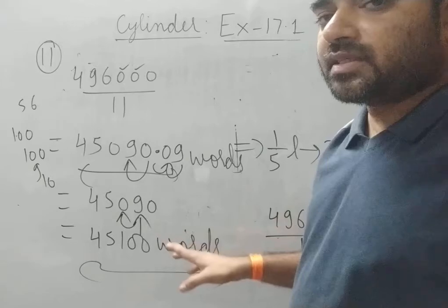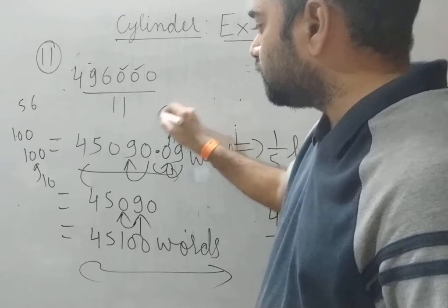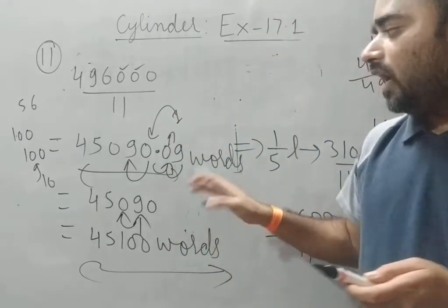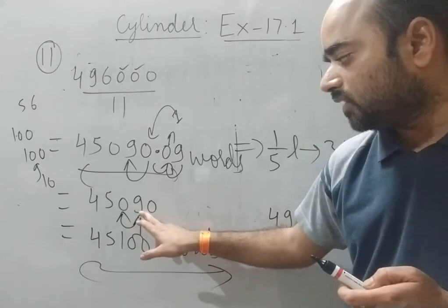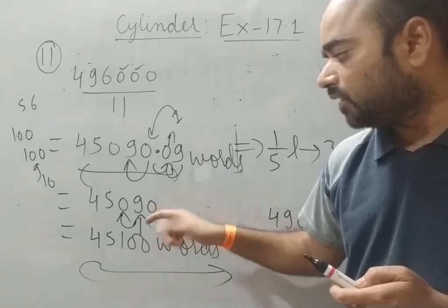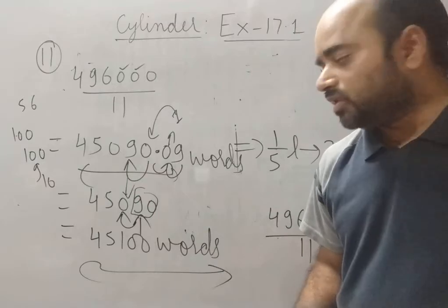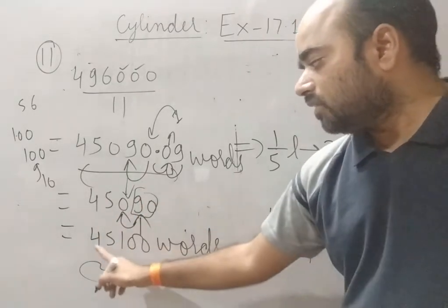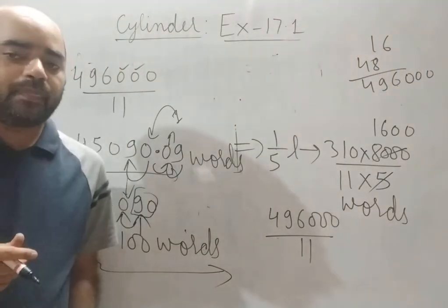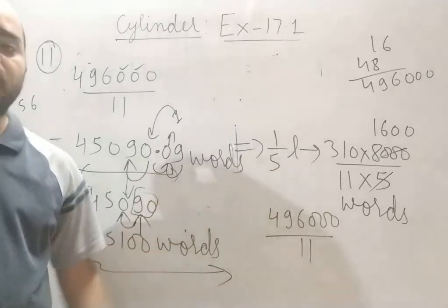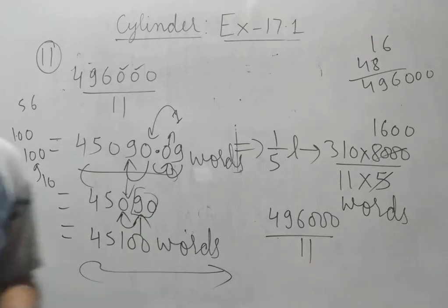What is the concept? For correct to nearest 100, first we remove the decimal. This 9 will become 1 and this will become 0. It will remain the same. After that, for correct to nearest 100, we see the tens position. Tens position is 9, greater than 5. It means these two will be 0 and 1 is added to the 100 position. It means 1 times 100, so 45100 words will be written by the 1/5 liter of the ink in the barrel. Clear?